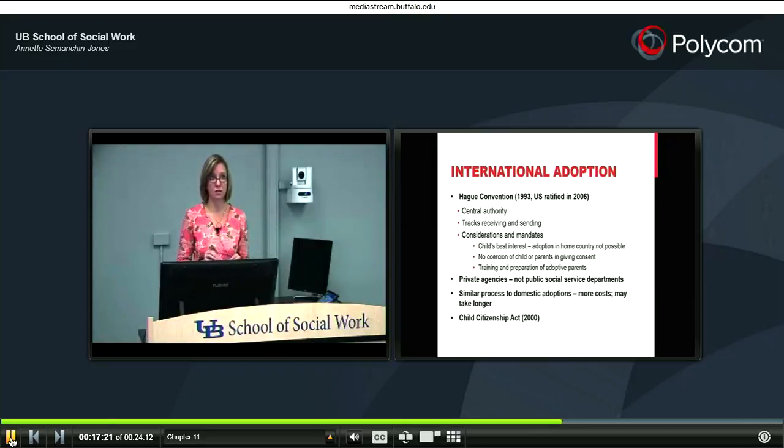So adoption in the home country is not possible. There has to be very clear documentation that there's no coercion of either the child or the parents in giving consent, addressing concerns and issues around potential trafficking or coercion, or even monetary incentives for giving up children for adoption, especially for families that have very few resources. That has to be clearly documented, and there has to be clear documentation that there's effective training and preparation of the adoptive parents. So it's setting some standards for the receiving countries that they have to make sure that the adoptive parents are prepared.